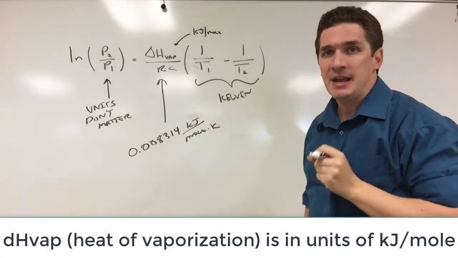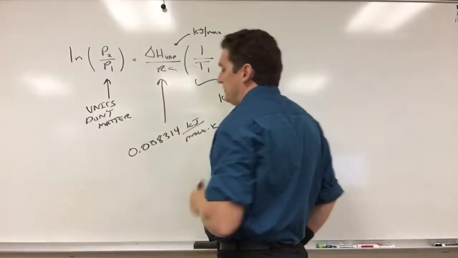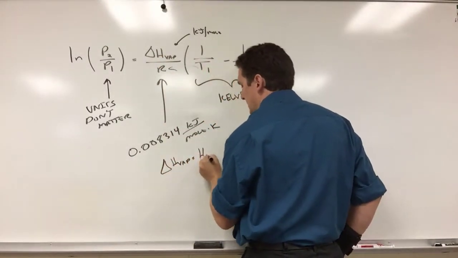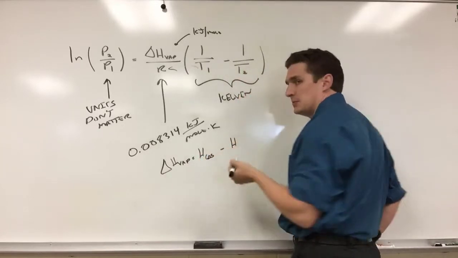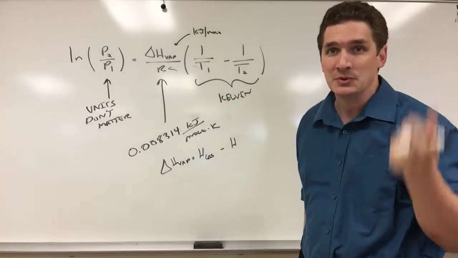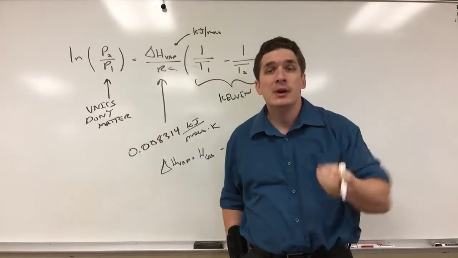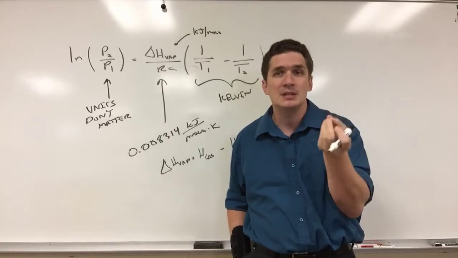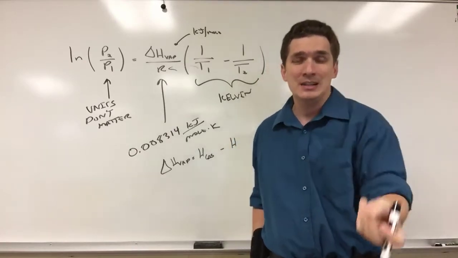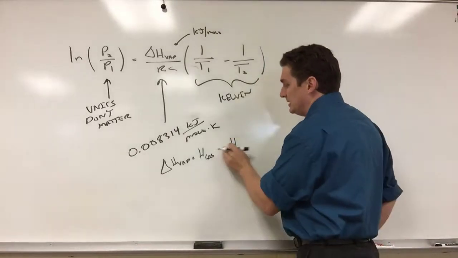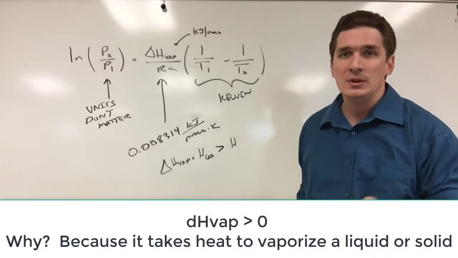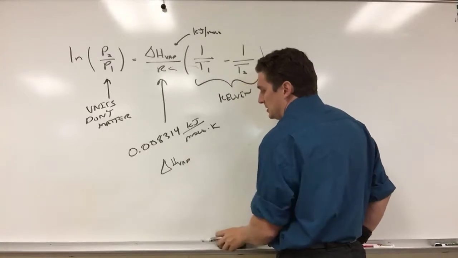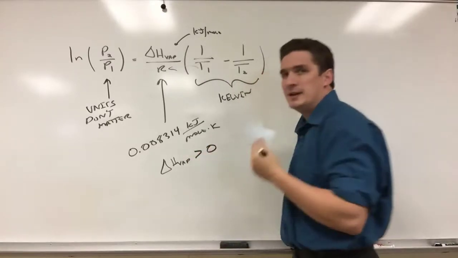Now, how about this delta H of vaporization? The heat of vaporization is the heat of the gas phase minus the heat of whatever phase you came from, either a liquid or a solid. So intuit to yourself, who has more heat, the gas phase or the liquid or solid phase? Hopefully you can see that we have to heat a liquid to make a gas. So automatically the gas is going to have more heat than the liquid or solid phase. So we get this condition that the delta H of vaporization here is always greater than 0.